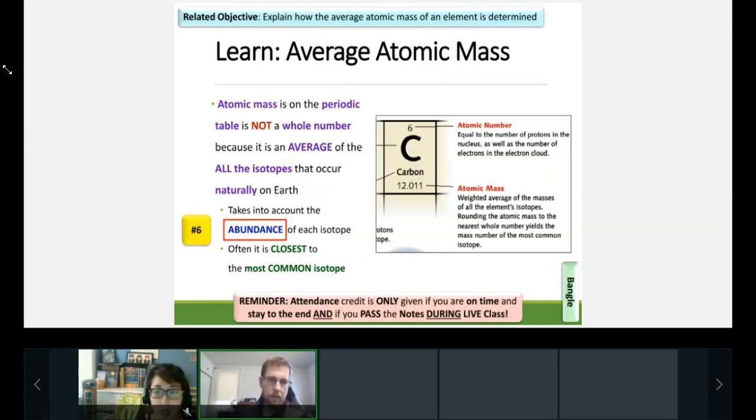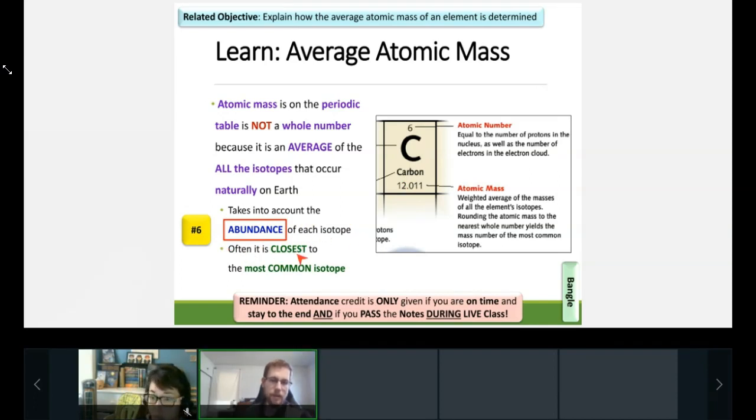Go, go, go. All right, so learning a bit of what average atomic mass is. Atomic mass is on the periodic table already, but it is not a whole number, as we probably have already noticed. This is because this number is the average of all the isotopes that naturally occur in nature. The average atomic mass takes into account what we call the abundance of each isotope that we have here on Earth.